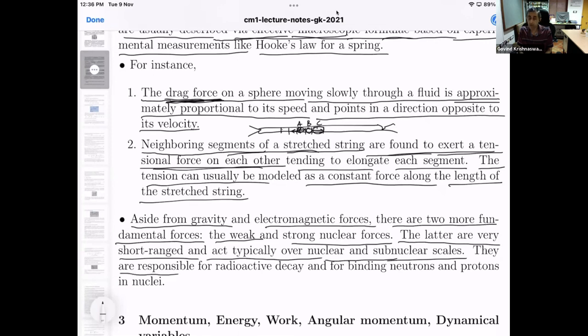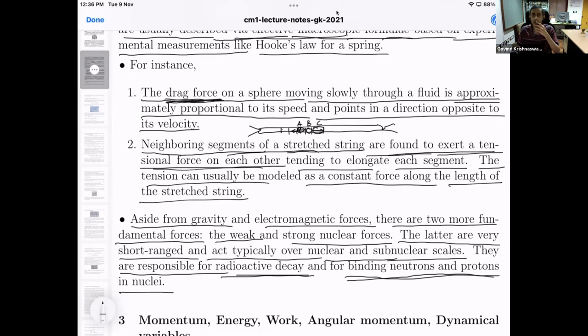And they are responsible for phenomena that we do see if you look carefully, such as radioactive decay and for binding neutrons and protons in nuclei. So the weak and strong nuclear forces are responsible respectively for radioactive decay like beta decay and for the binding of neutrons and protons in nuclei. I'm just mentioning that there are these four fundamental forces. This is not the matter that we are going to discuss in this course, but it is good to know.